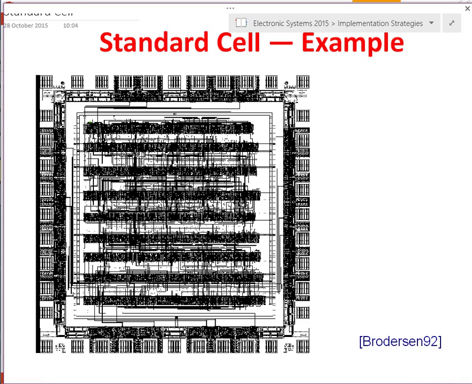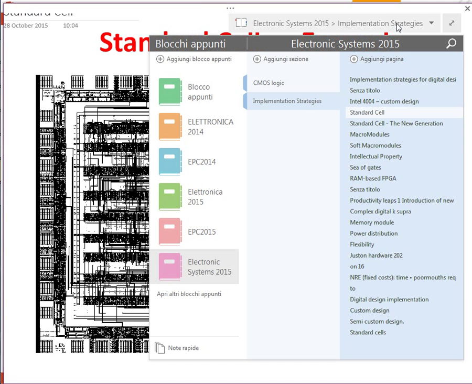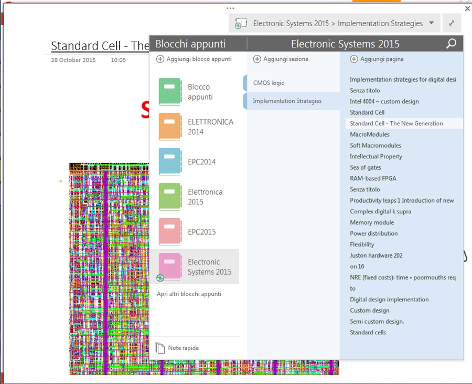This was basically at the beginning of the standard cell technology. All around you have the pads of the die for interconnections with the external pins, and then you have all these rows. If you look at the modern standard cell chip, you have something different.